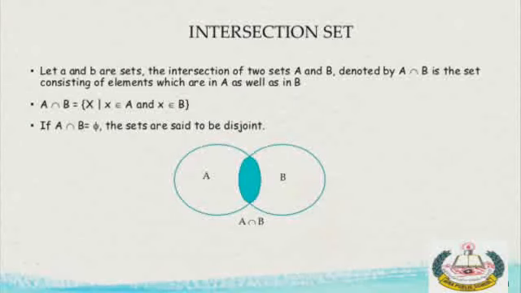Intersection. Let A and B be sets. The intersection of two sets A and B, denoted by A intersection B, is the set consisting of elements which are in set A as well as in B. In intersection, we take the similar elements. It means both sets have common elements, which are also called the intersection.